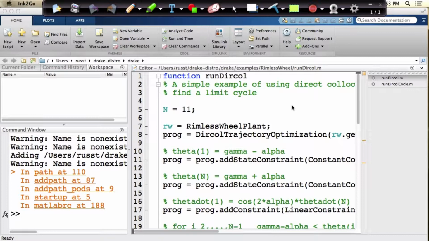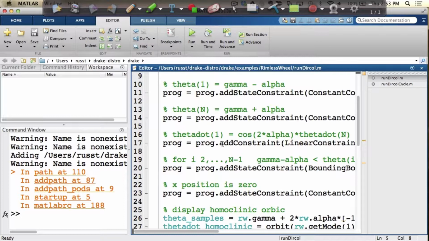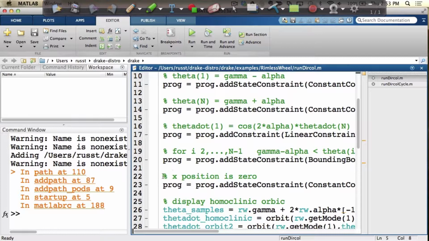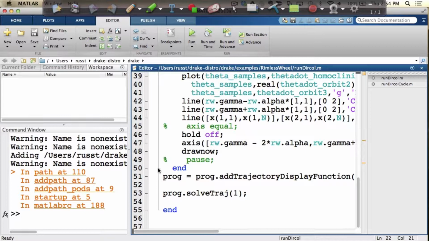So I did exactly what we just said. I said theta 1 is gamma minus alpha, theta n is gamma plus alpha, theta 1 dot is this, my periodicity constraint. I said let's keep theta in the range for all the intermediate points. I have one extra state just for my animation, to make it look cooler: I keep track of how far it is down the ramp. I said the initial condition is 0 for that. Almost all this code is just to plot it pretty for you. So lines 25 to 50 are just to make a pretty plot. Line 51, look at that. And then I solve. Okay, here we go.